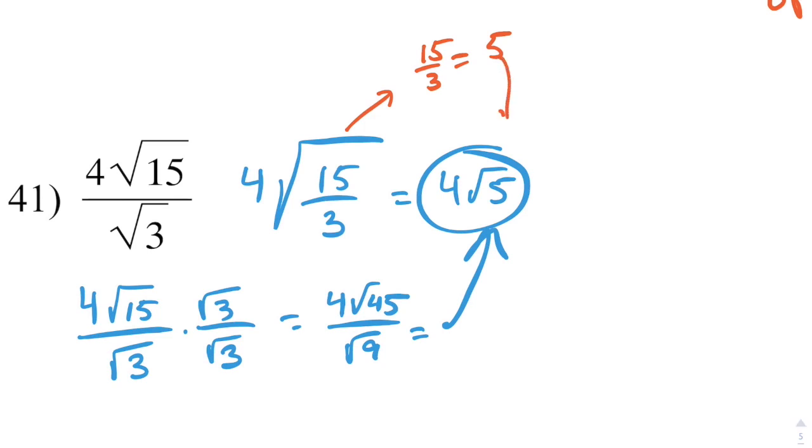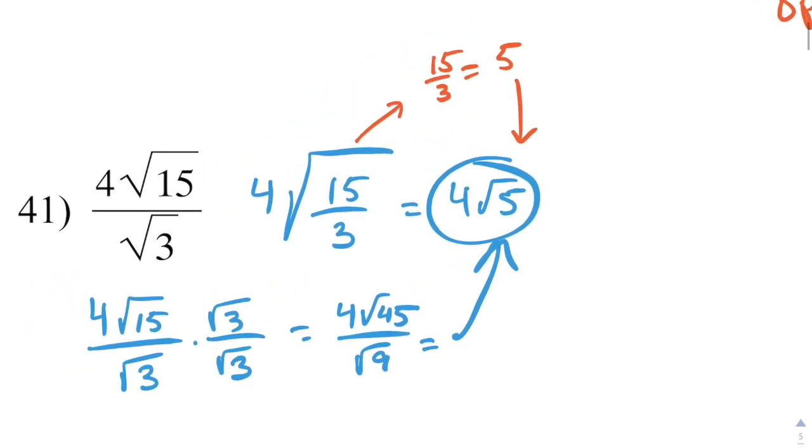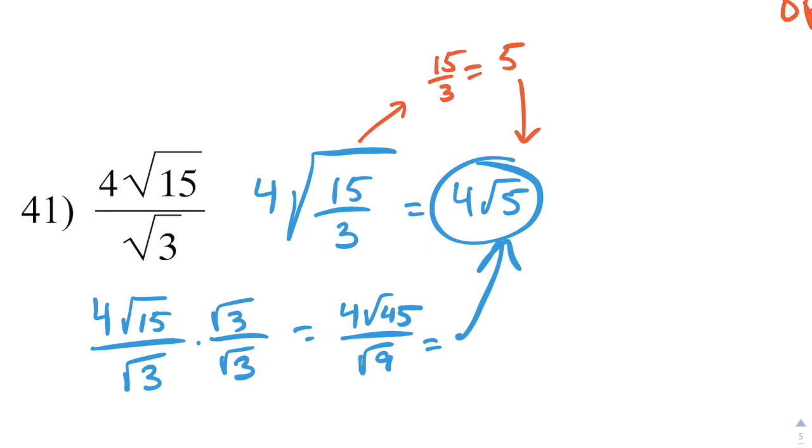So you'll notice that's where I go from 4 times the square root of 15 over 3 to immediately 4 times the square root of 5. And that's it. That's just another way you are able to write it all under one radical.